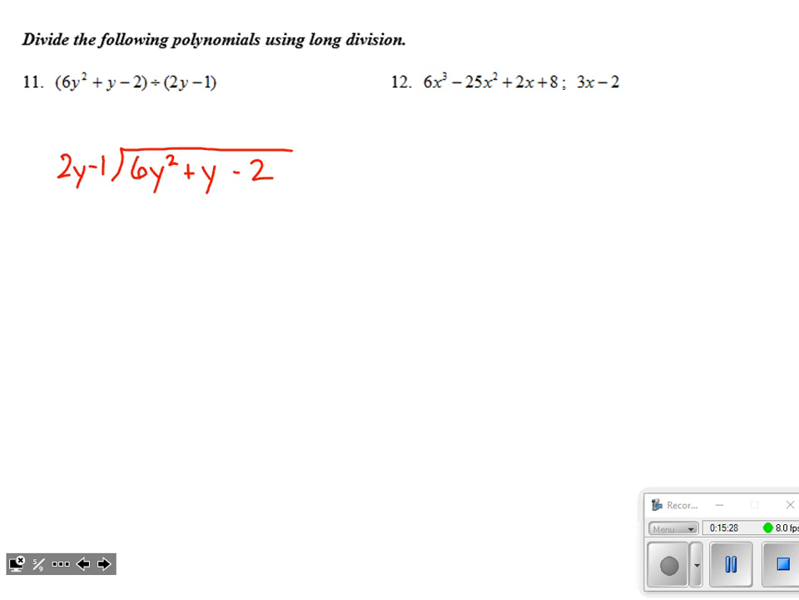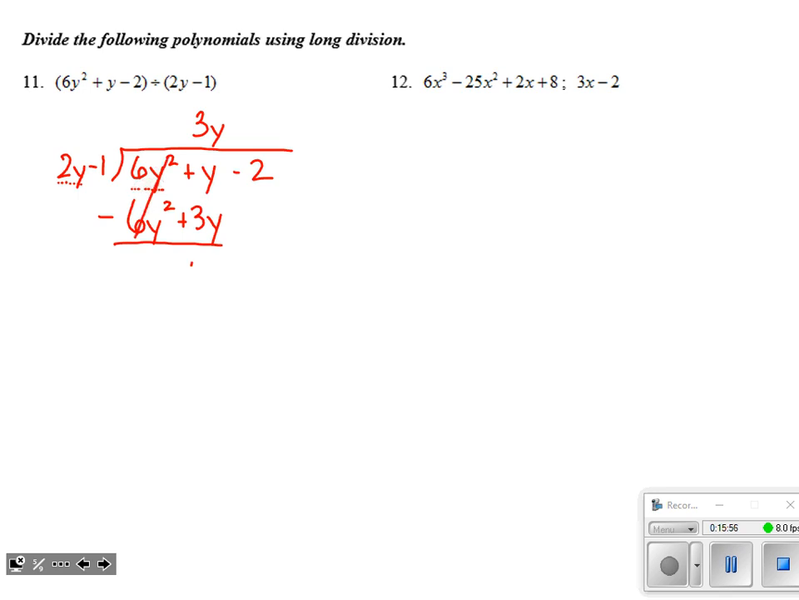Remember that when we start these problems, we're saying, hey, what do I have to multiply this 2y by out front to match this leading term underneath? And it's 3y. So I'll put a 3y to start off my quotient in the column of y's that I have set up. I'll distribute that 3y out front to get 6y squared minus 3y. And then I want to take the difference.